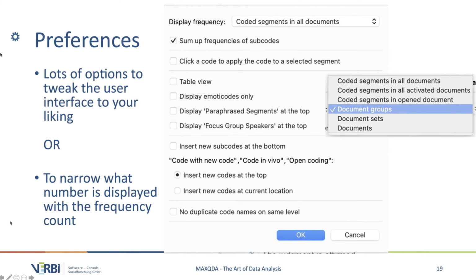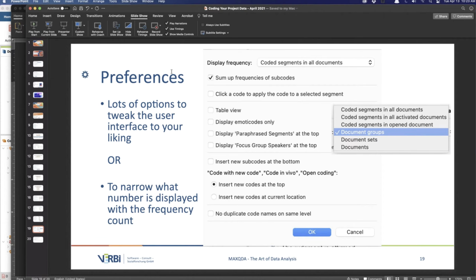And finally, in the preferences, the one thing I'm going to show today is this link here: click a code to apply the code to a selected segment. So normally we'll drag the code to the segment that we've highlighted, but if we have this turned on, we can just highlight the segment and then click on the code name and it will automatically code it. The downside is you've got to be careful that you're not clicking on a lot of things accidentally. So that's just one of the tools there. So I'm going to end this.